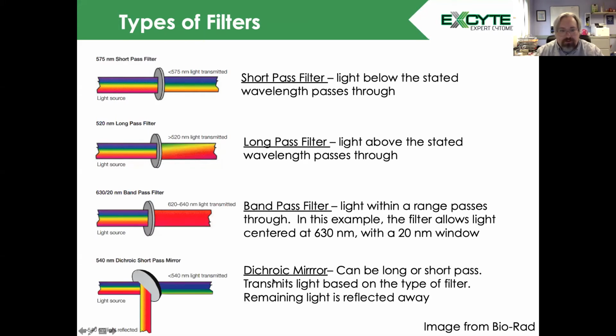The other thing that we use are dichroic mirrors. Typically, these are coupled to a long or short pass filter. They will transmit light based on the type of filter that's used. So for example, here's our 540 dichroic short pass. Light below 540 nanometers is transmitted. The light above 540 nanometers is reflected away. And this allows us to control light through our system.